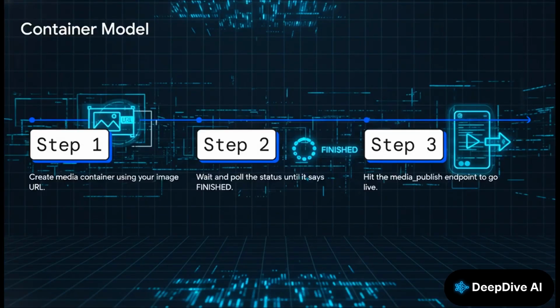When it comes to actually publishing media on Instagram, you have to use what's known as the container model. Step 1. You create a media container using your image URL. You're not just posting it, you're queuing it up. Step 2. You wait. You literally have to pull the status of that container until Meta's servers return a status of finished. Step 3. Only then do you hit the media_publish endpoint to actually push that content live to your followers. It's a very precise 3-beat rhythm.